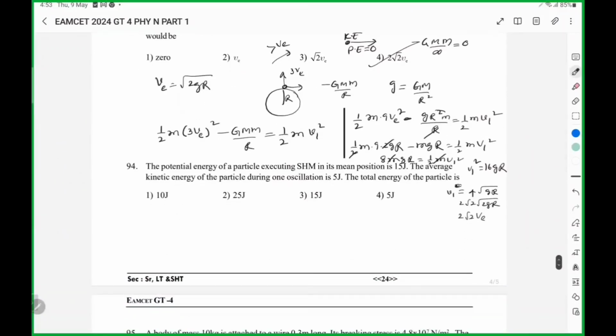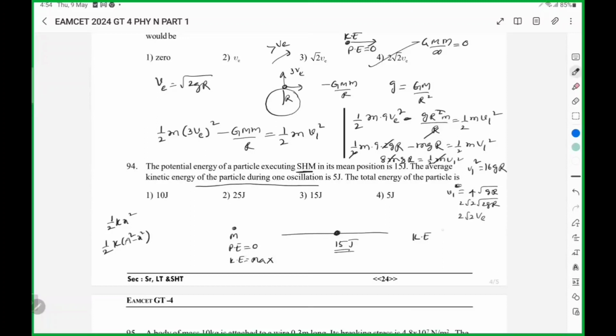So the potential energy of a particle executing SHM is generally at the mean position, potential energy is this, and kinetic energy is half k a square. At mean position potential energy is 0, kinetic energy is maximum. But he says at the mean position it already has some energy, 15 joule. And what is the kinetic energy?